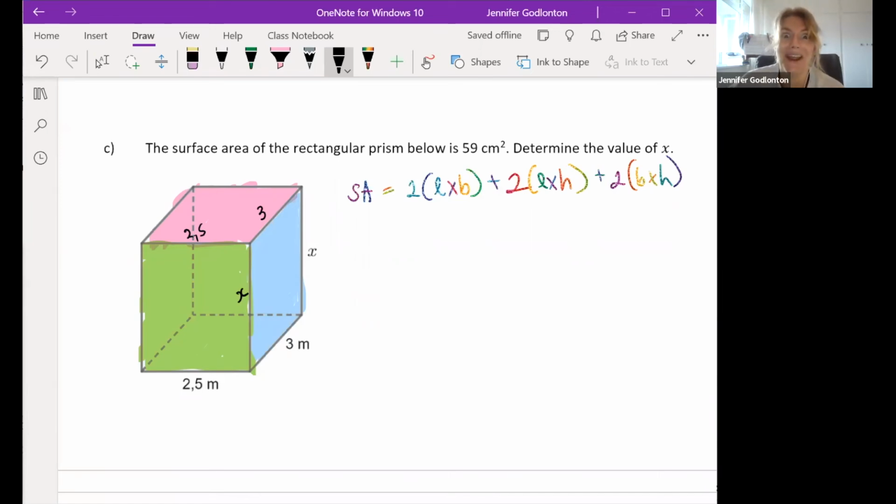Tebogo, that would be a very big number for x. A very, very big number for x. Think about what your other numbers of this rectangular prism are. So it would be like 2.5 and then 3 and then 664.